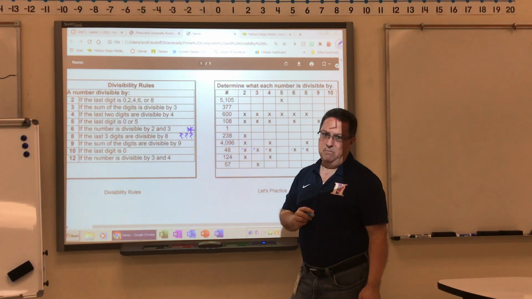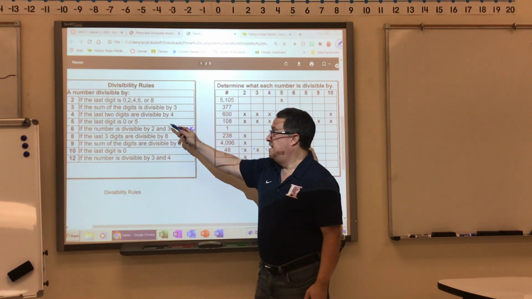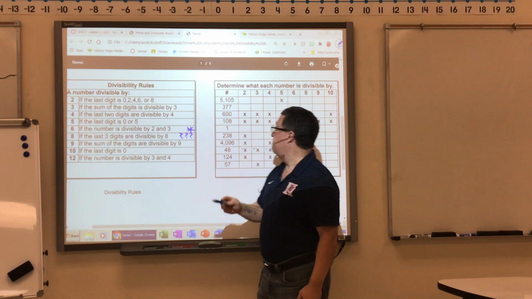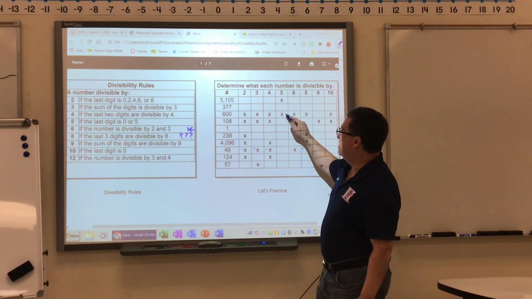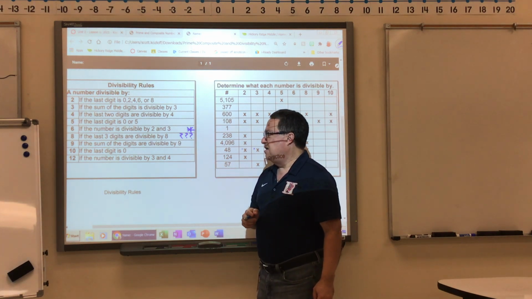0 and 5 for the number 5, pretty simple. 5, 10, 15, 20, 25, 30. So if the last digit is a 0 or 5, like in the case of 600, that would be divisible by 5. The number 9 is also kind of cool.